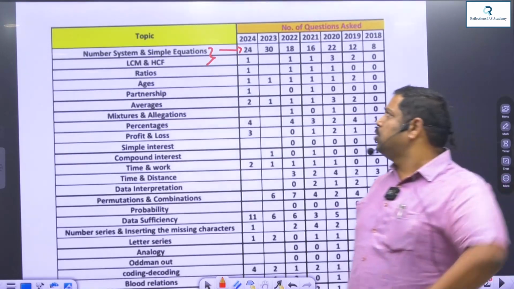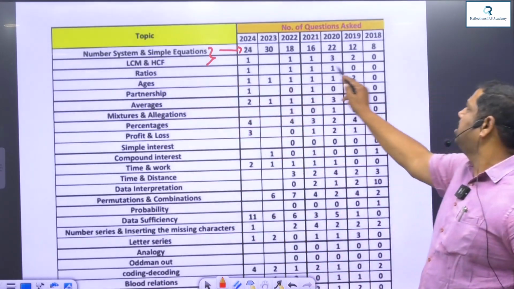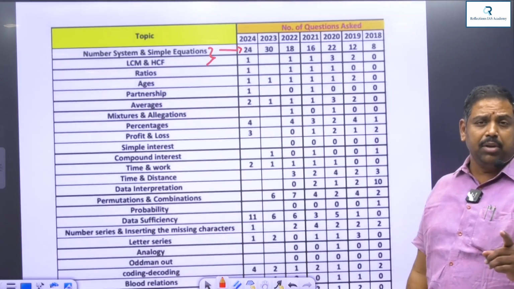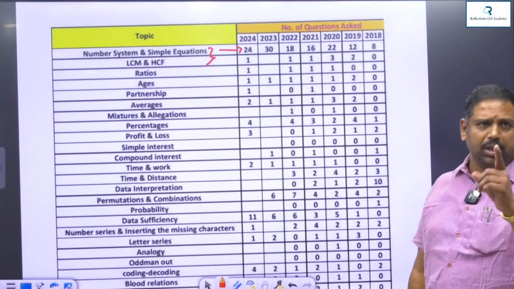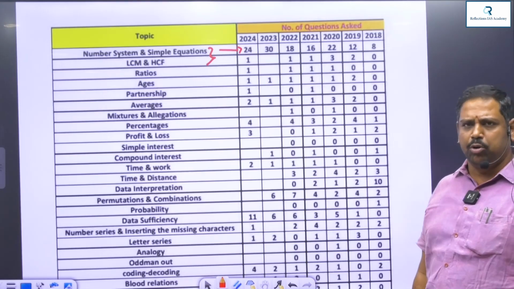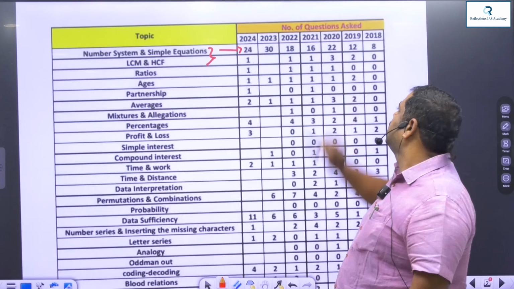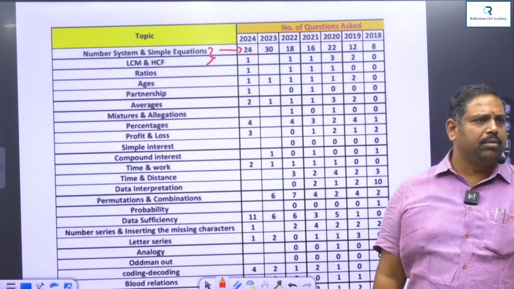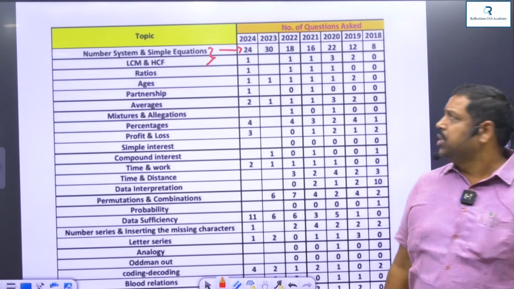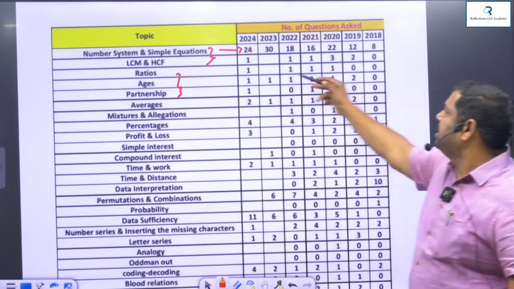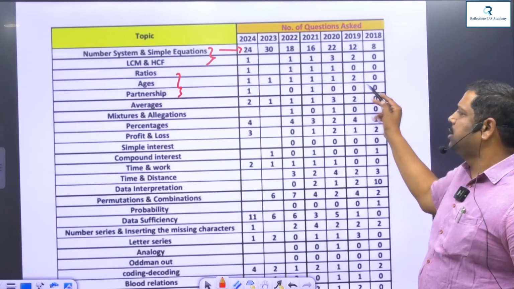Okay, next one. So ratios, if you observe, 1, 1, 1, 1 means I can say that this is not much important. At the same time, it is not a topic that you have to leave. Because ratios is a very simple topic, right? And still, almost every year you are getting a question, right or wrong? That means that we have to focus on it. You have to learn it, okay? And ages, these three, one topic: ratios, ages and partnership. Okay, the weightage you can observe. In partnership, almost nothing.